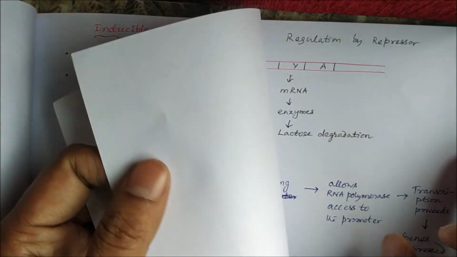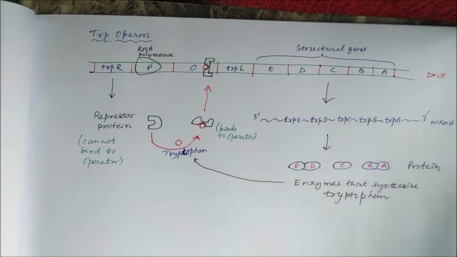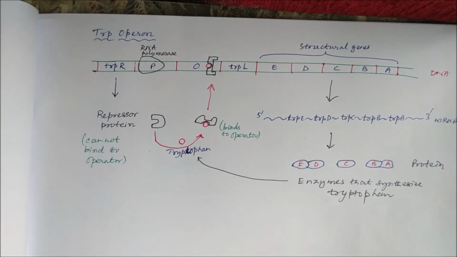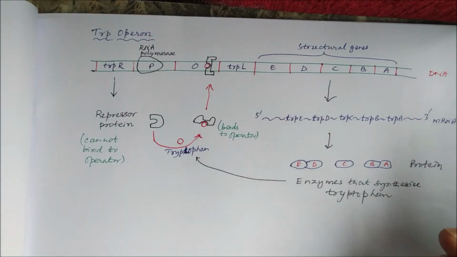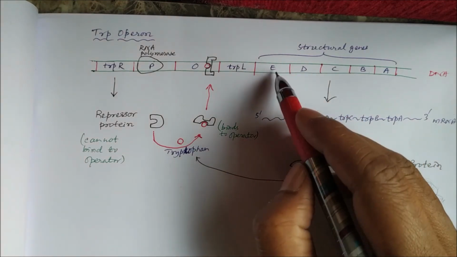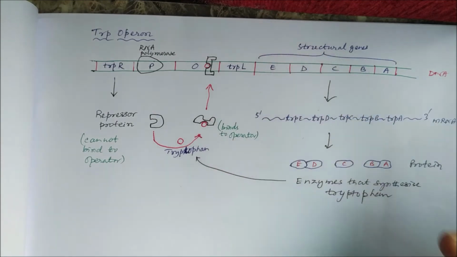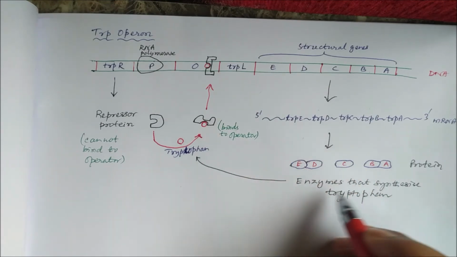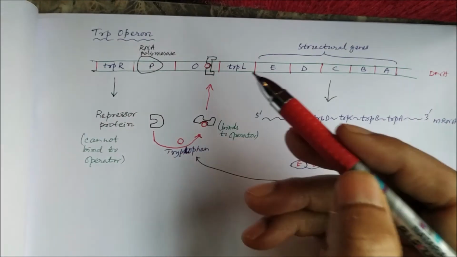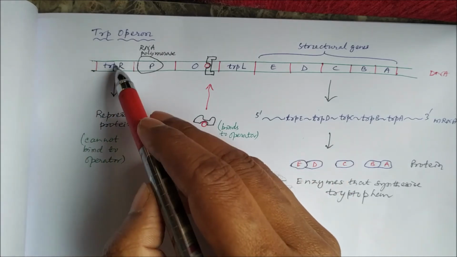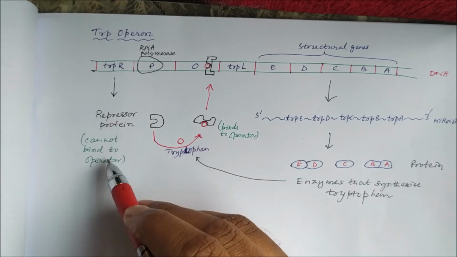Let us take another example of a repressible operon, the TRP operon. Why do we call it a repressible operon? Tryptophan biosynthesis requires five structural genes, TRPE, TRPD, TRPC, TRPB and TRPA, from which we get the enzymes that synthesize tryptophan. Normally it is on. This operon is normally on because the regulatory gene produces a repressor protein, but this repressor protein cannot bind to the operator.